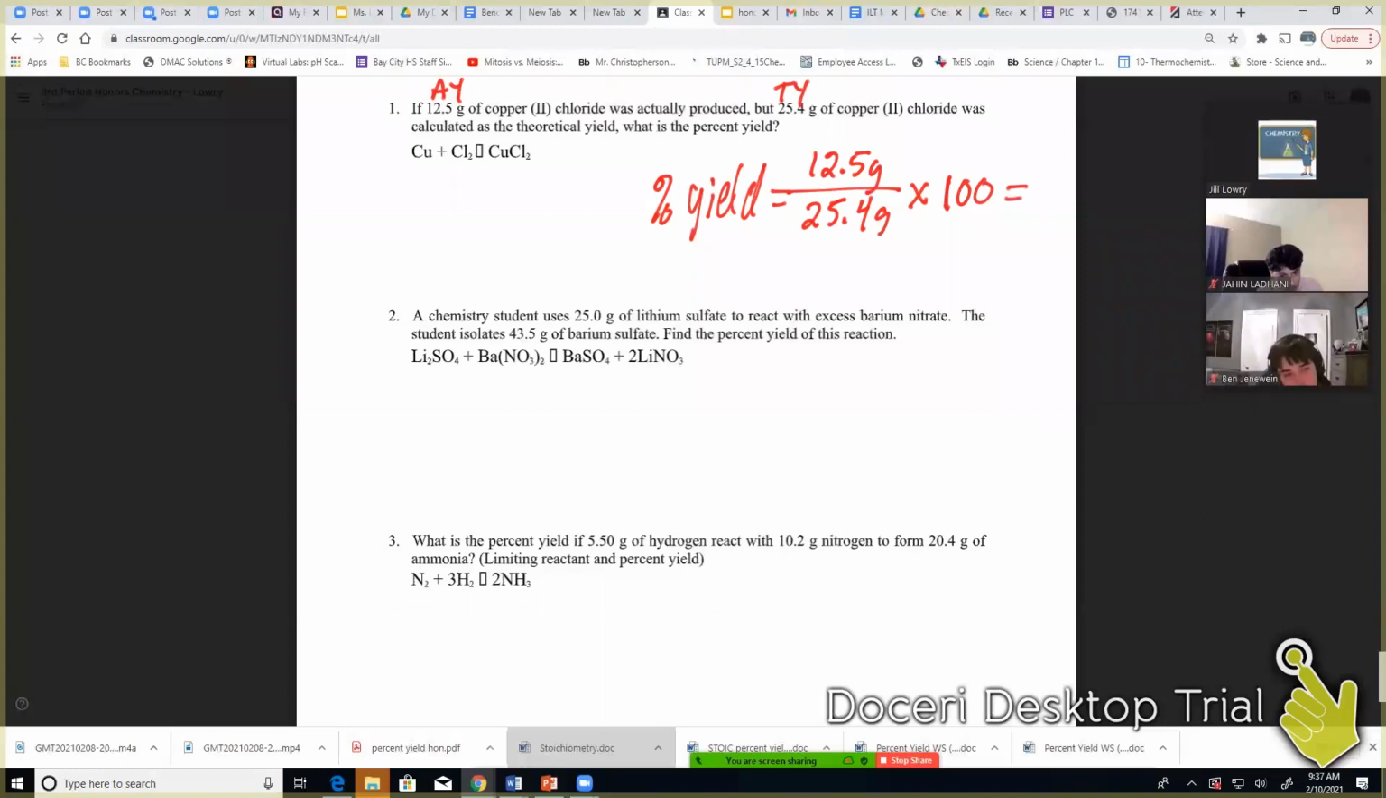And we had 3 sig figs, so my answer should have 3 sig figs, so I got 49.2%.